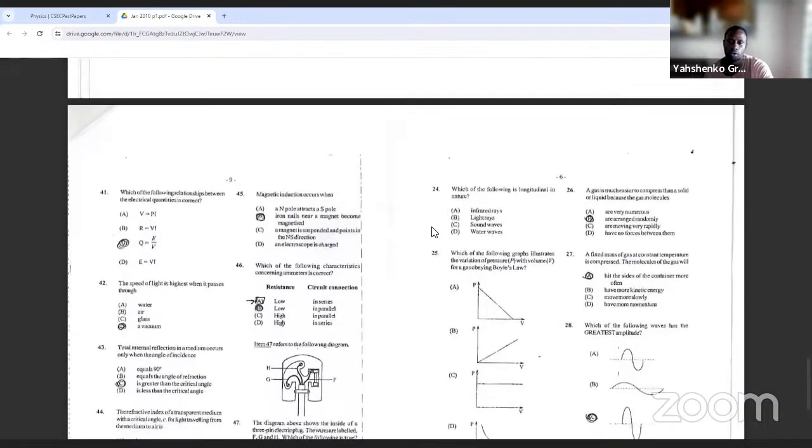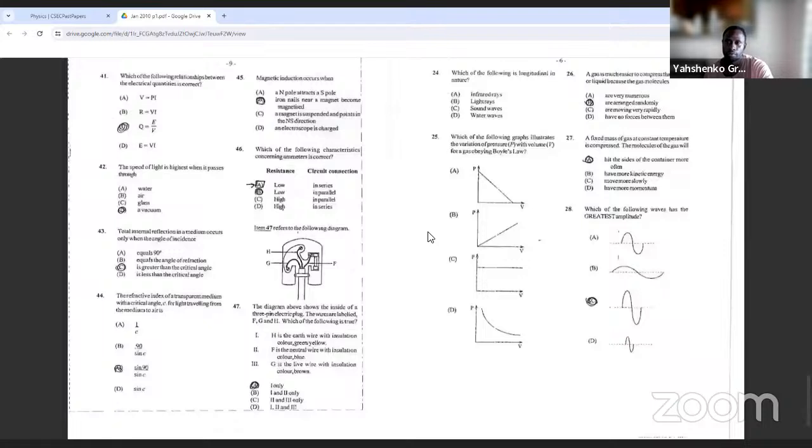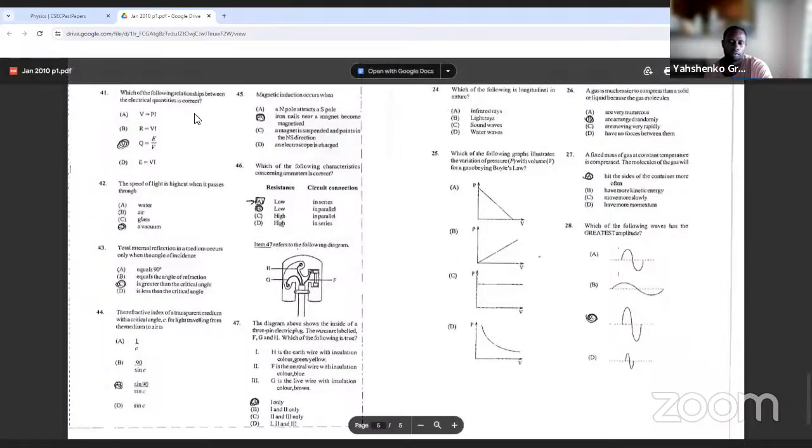All right, so we're gonna go to 24 now. So here we go. Which of the following is longitudinal in nature? All right, so there are two types of waves. So what a wave is a disturbance, right?